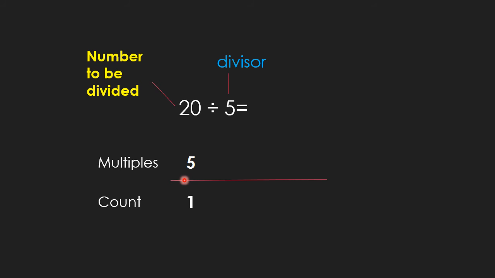The first multiple is 5. And then 10 is your second multiple. 15, your third multiple. 20 is the fourth multiple. Now, take note that the number to be divided is 20, so we have to stop at 20. How many multiples did we make? We made 4 counts of multiples of 5. So therefore, 20 divided by 5 is equal to 4.